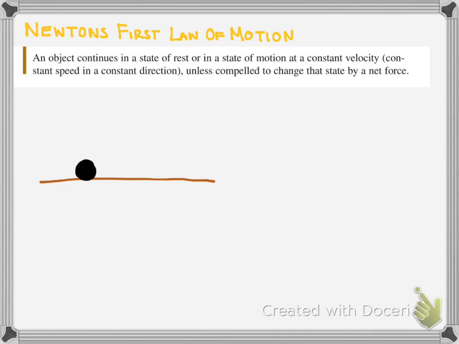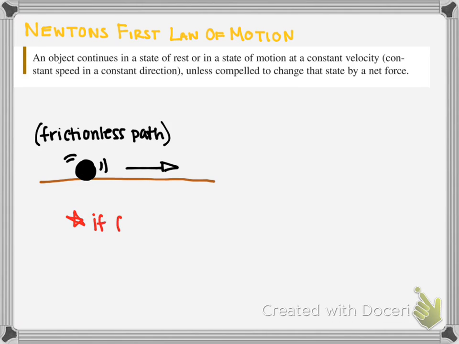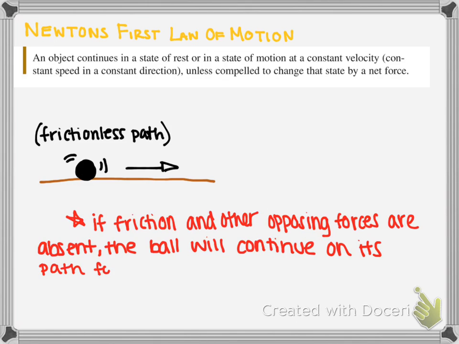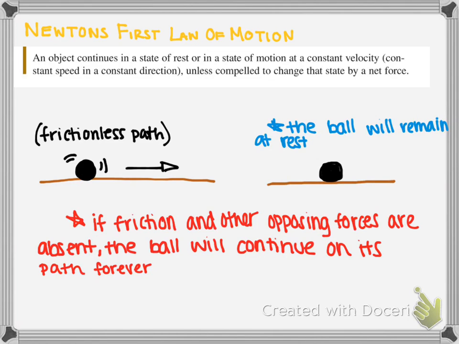So if we have a ball on a frictionless path moving forward, then that just means that this ball will keep on going, and it will just stay on this path forever because there are no forces acting on it. Now the same thing goes with this ball being at rest. If the ball is at rest, then it will just remain there forever until a force is acting on it.